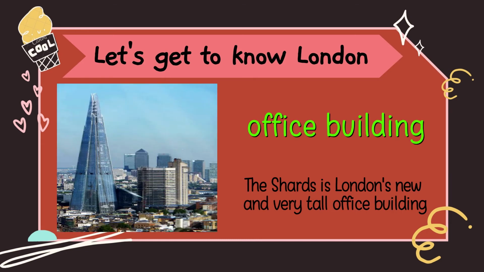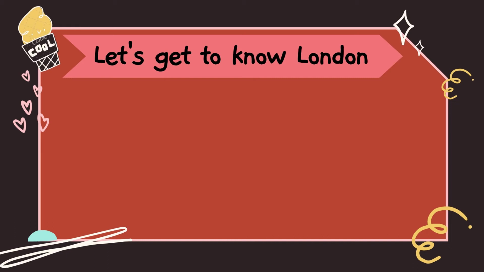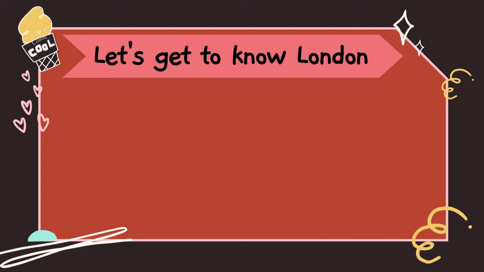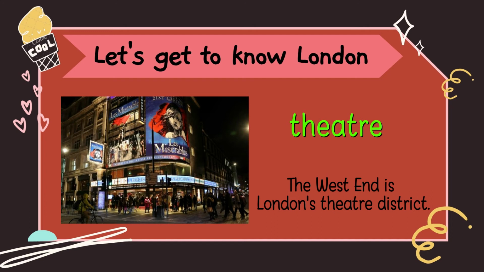Next, office building. Office building. The Shard is London's new and very tall office building. Next, restaurant. Restaurant. Many interesting Chinese foods are in the restaurants of Chinatown. Last one, theatre. Theatre. The West End is London's theatre district.